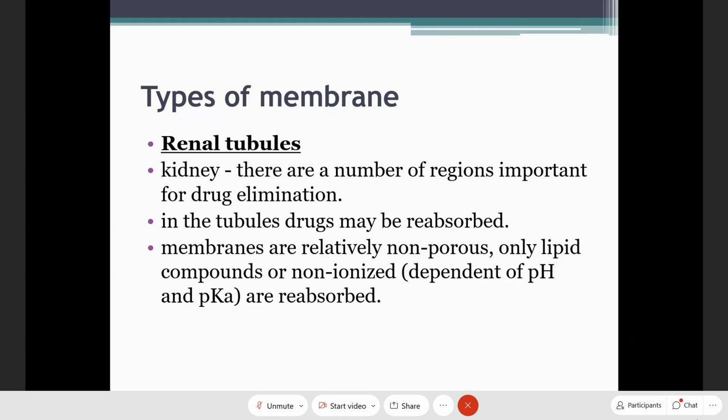Okay. So membranes are relatively non-porous. Only lipid compounds or non-ionized drugs, depending on the pH and the pKa, are being reabsorbed at the renal tubules. So the concept is still the same. The pH of the environment, the pH of the urine. Here the environment is urine. For elimination, it's excreted in the urine. The pH of the urine and the pKa of the drug are important.